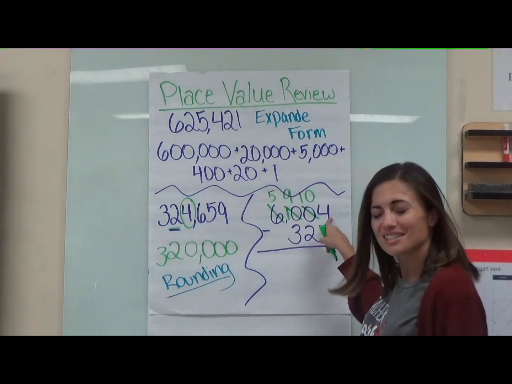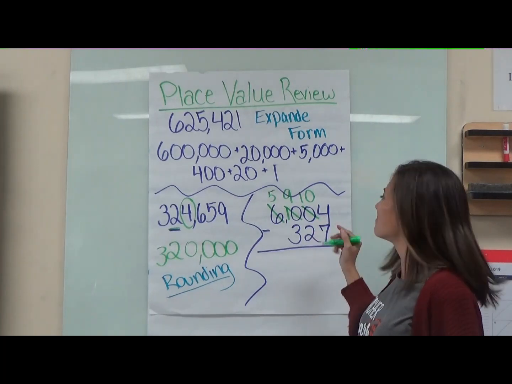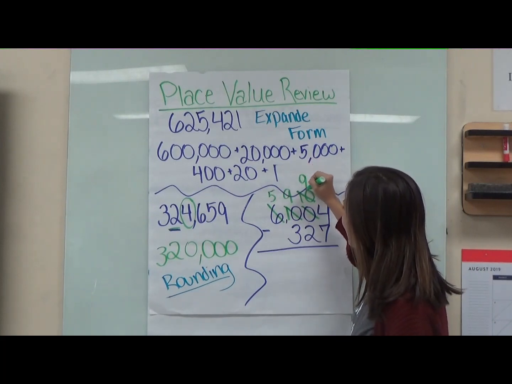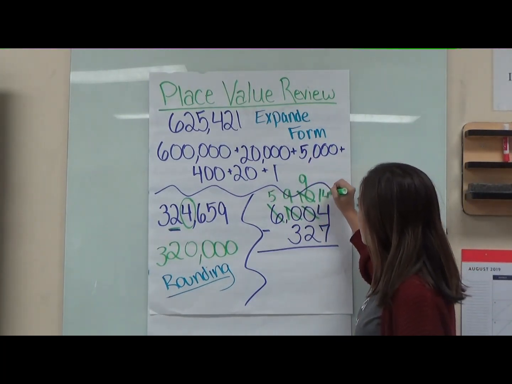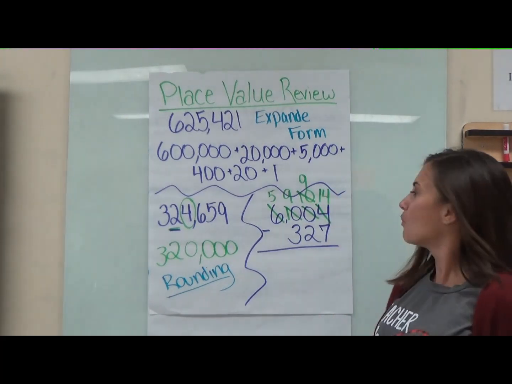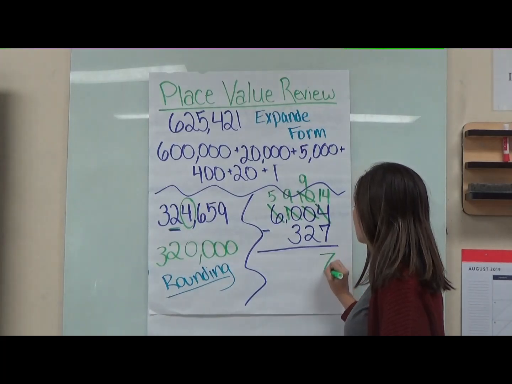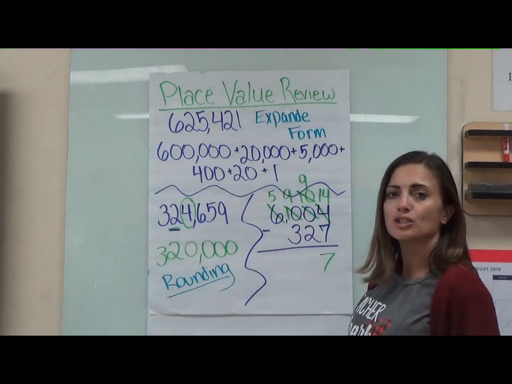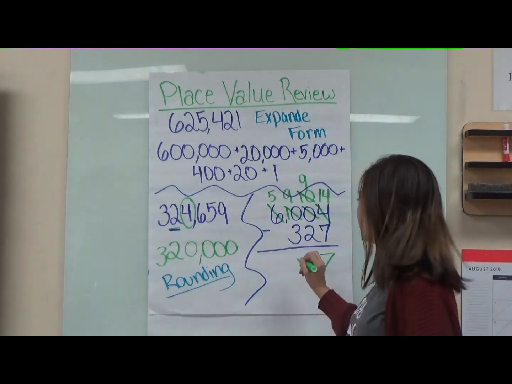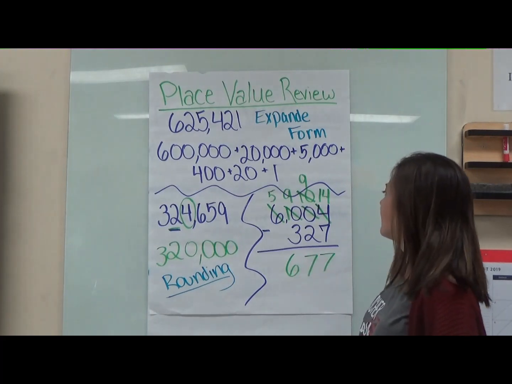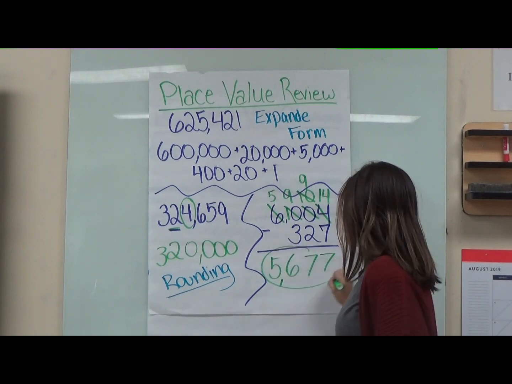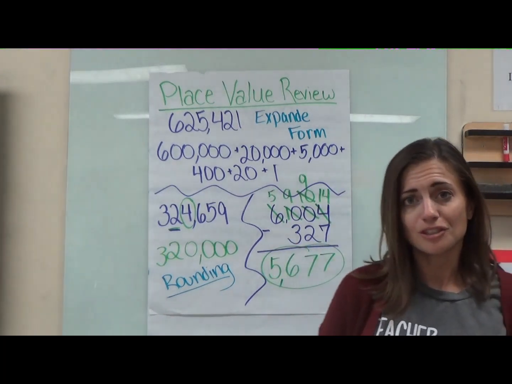However, the 4 still needed some love. It still needs something. So we regroup one more time. The 10 becomes a 9. And now I have 14 that I can use as my 1s value. So 14 minus 7, that would give me 7. 9 minus 2, that would also give me 7. 9 minus 3, 6. And 5 minus nothing is going to stay 5. So my answer is 5,677.